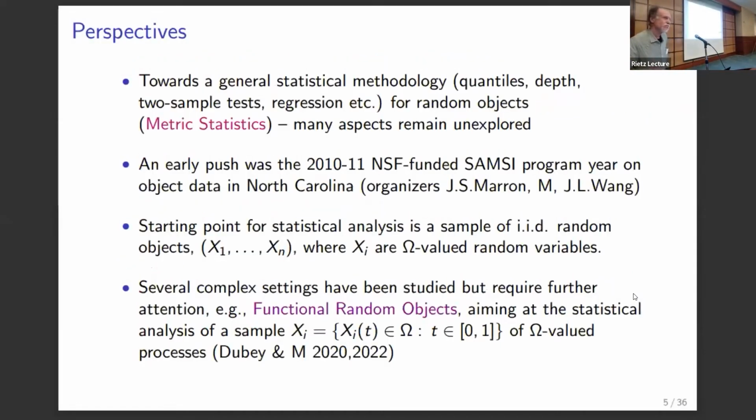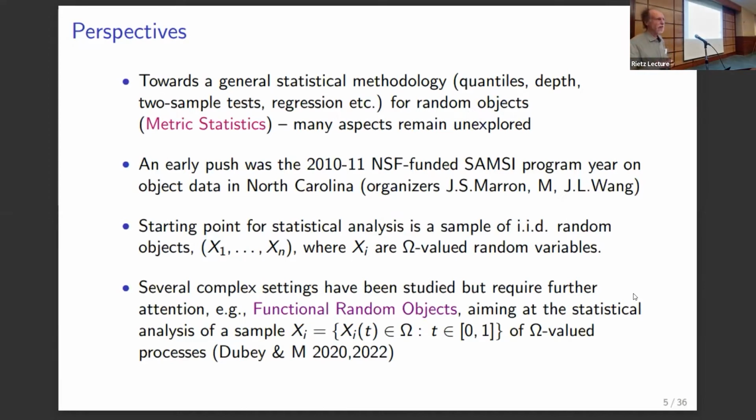Okay, so what's the general framework and perspective? The idea is to develop a general methodology, for example, quantiles, tests, two-sample tests, regression, whatever you have as a statistical toolkit for such random objects. That means to create a field of metric statistics. Many aspects, as I mentioned, remain unexplored currently. An early push was a 2010-11 NSF program here at SAMSI.